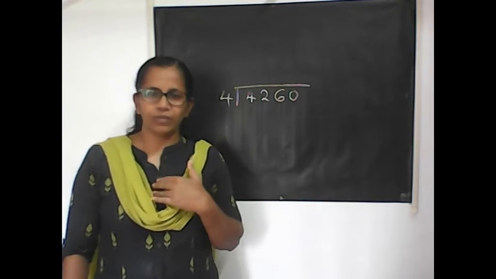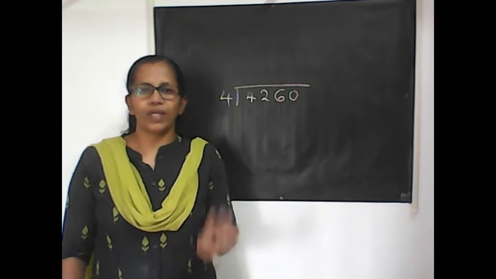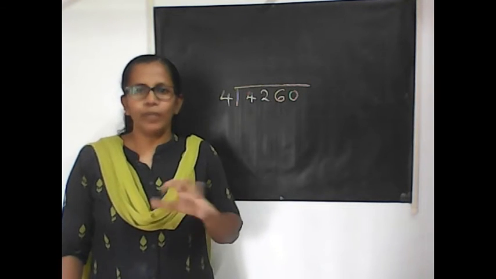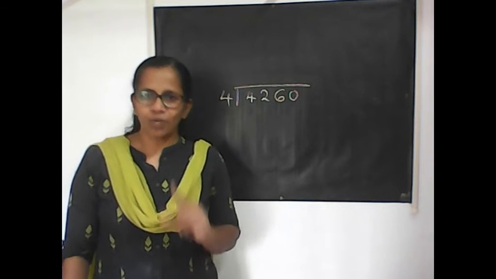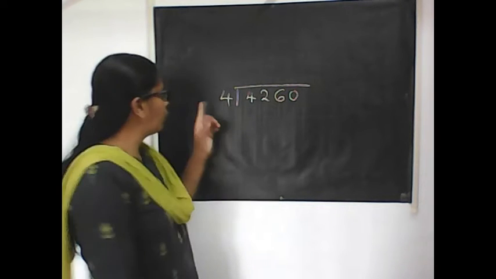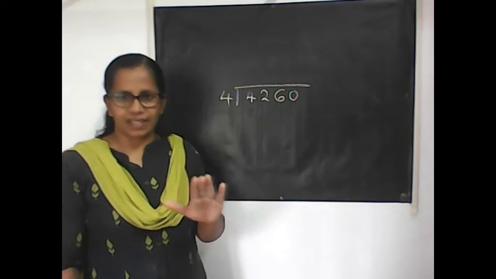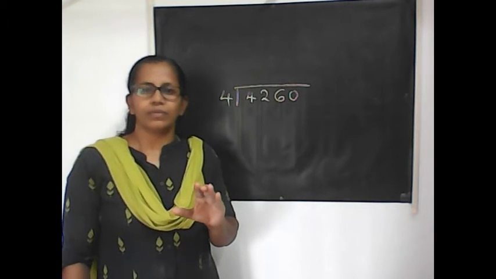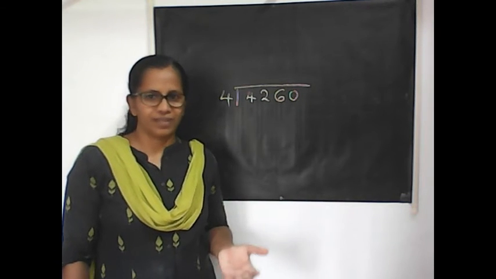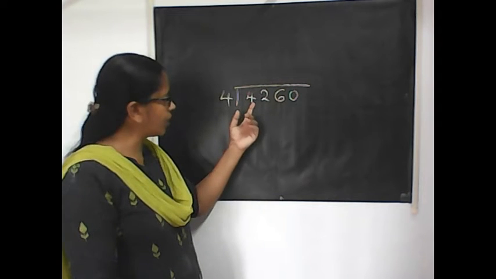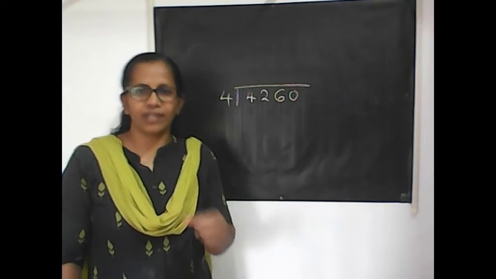I have 4 toffees with me. I am going to take 4 toffees at a time. How many times can I take like that? For that, you have to say the table of 4. 4 1s are 4. 4 2s are 8. If I want to take twice, I should have 8 toffees. Right? Since I have only 4 toffees, I can take only once, because I am taking 4 at a time.